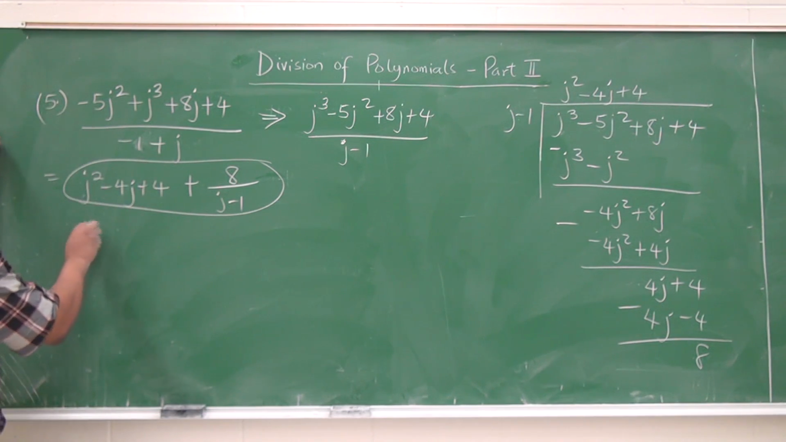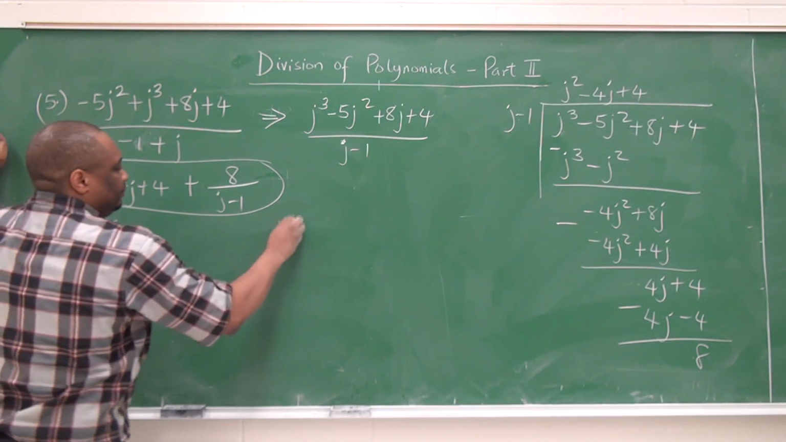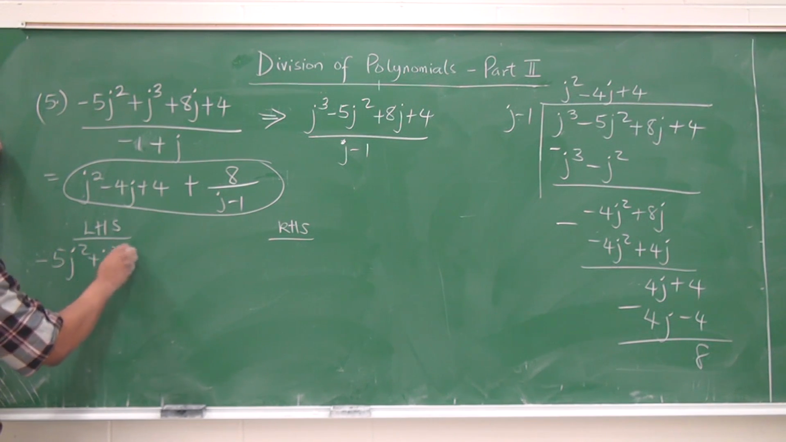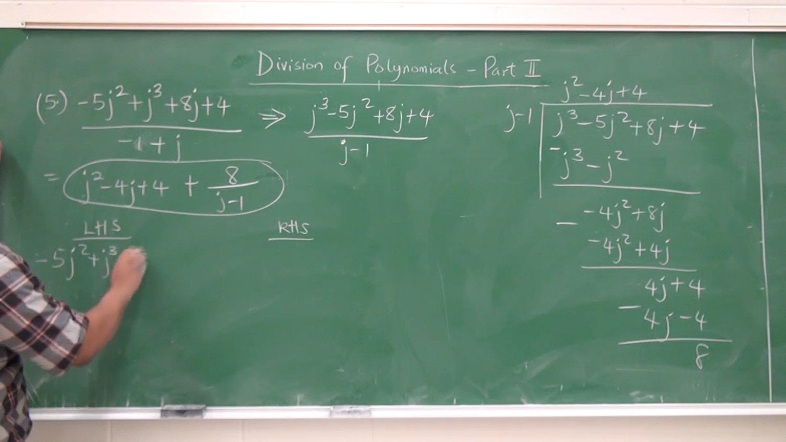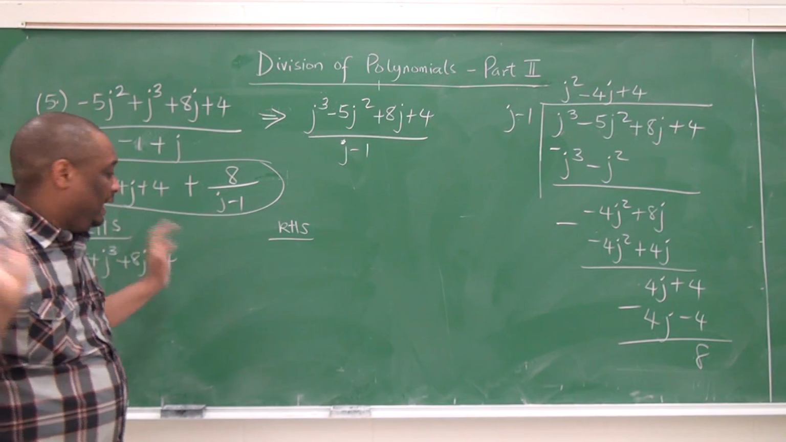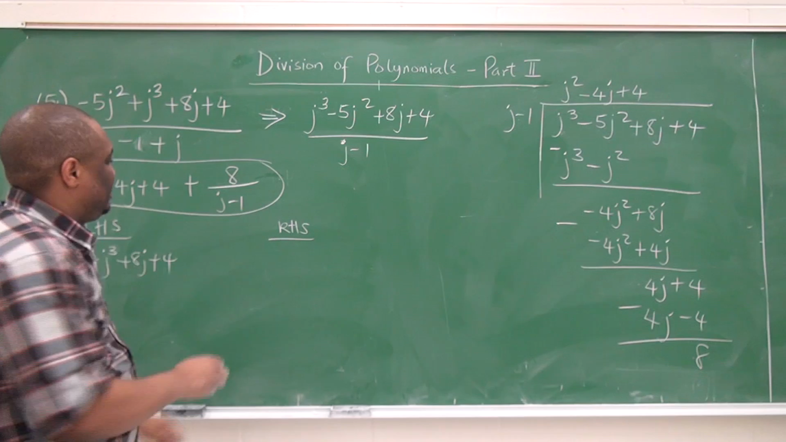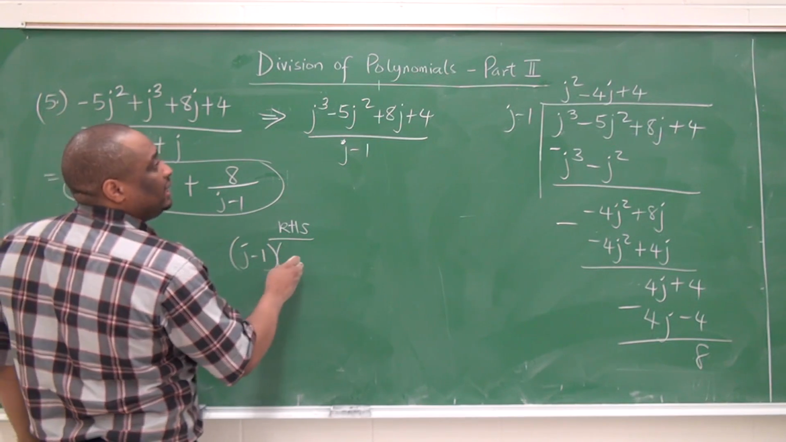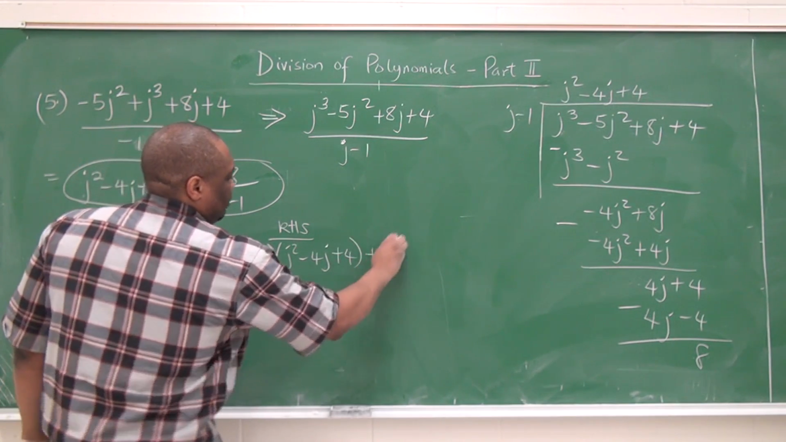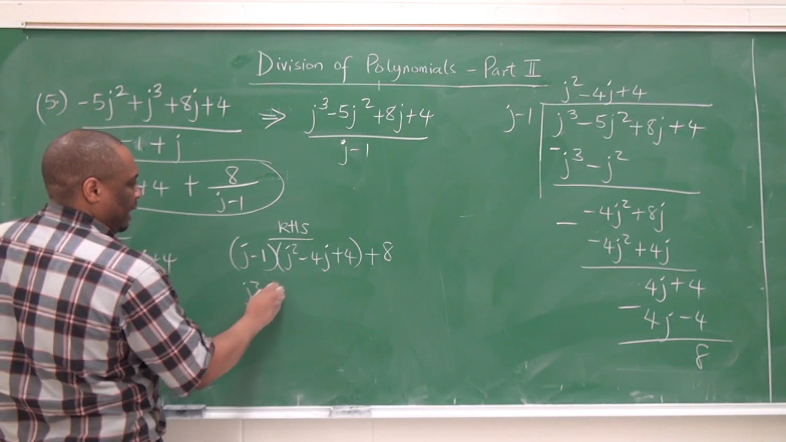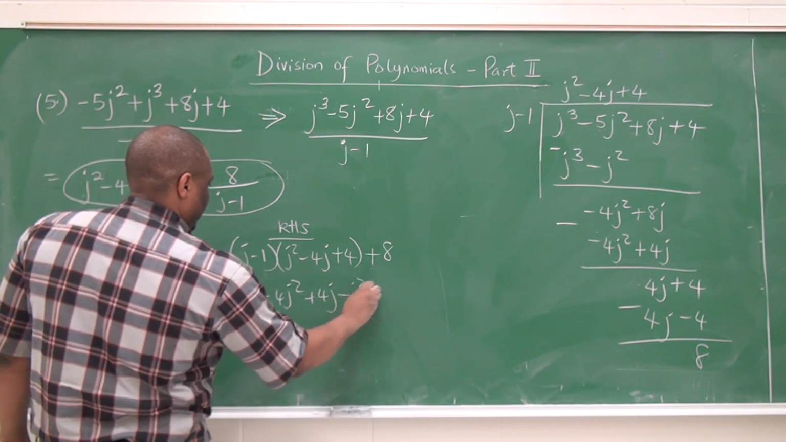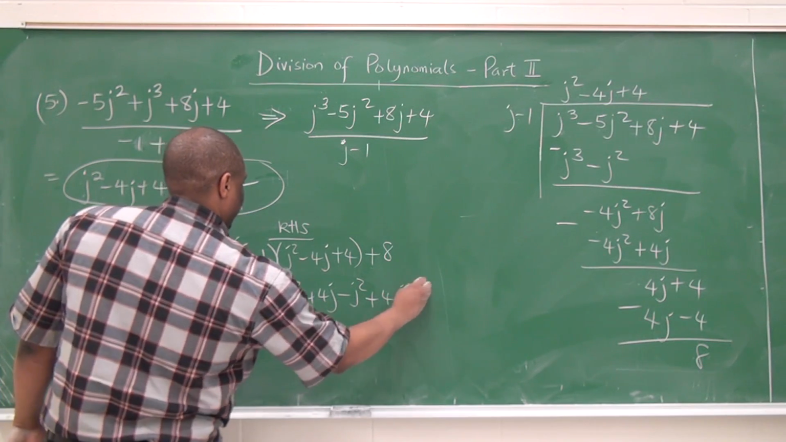So our left-hand side is negative 5j squared plus j cubed plus 8j plus 4. Let's leave it like it is. Let's not modify it. We check. Then our right-hand side, the divisor, j minus 1 times the quotient j squared minus 4j plus 4, then plus 8 plus remainder. So this is j cubed minus 4j squared plus 4j minus j squared plus 4j minus 4 plus 8.